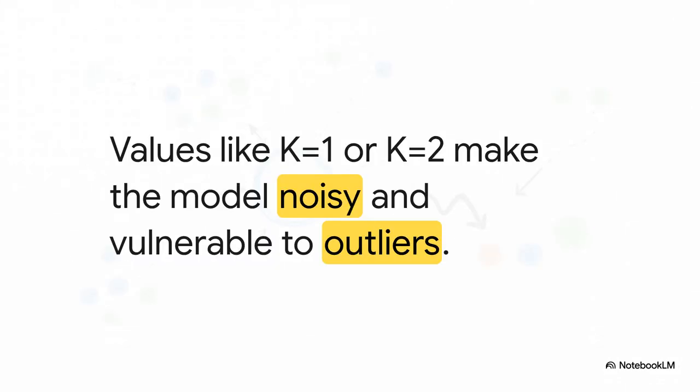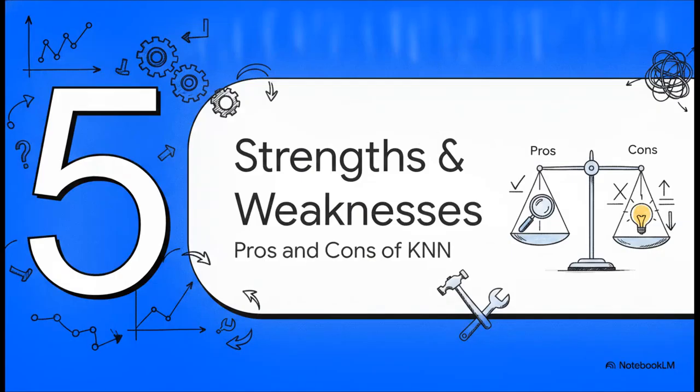Now, what you absolutely want to avoid are extremely low numbers. Choosing a value like k equals 1 or k equals 2 is highly risky. Why? Well, because your model becomes incredibly noisy. If you only look at one single nearest neighbor, your entire classification could be totally tricked by a single, random outlier in the data that just happened to be plotted nearby. On the flip side, setting k to a massive number definitely protects against outliers, but it brings on some major computational difficulties. And that leads right into section 5, strengths and weaknesses.